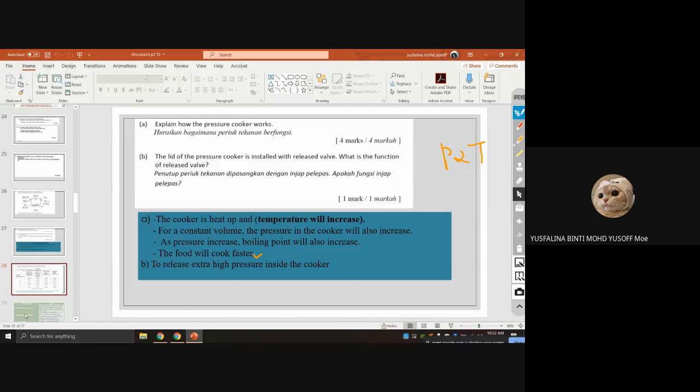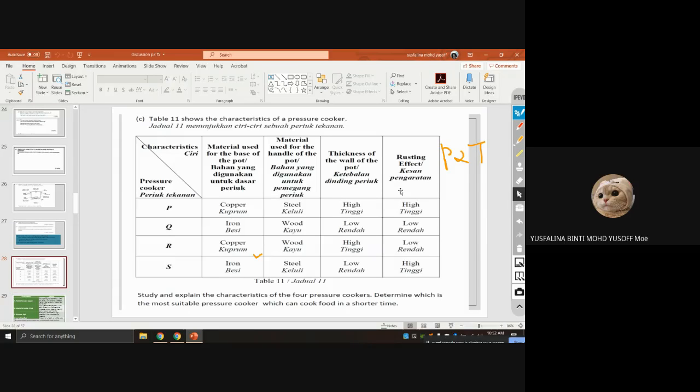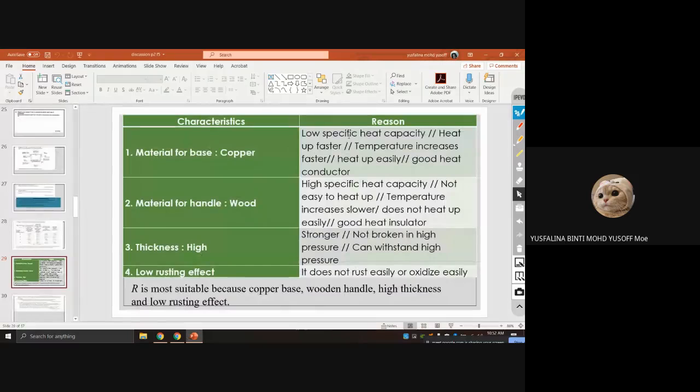Okay, next one. Table 11 shows the characteristics of the pressure cooker: the material for the base, the material used for the handle, the thickness, and also the rusting effect. So this is the choice, and this is the answer. You can choose one from these answers, this reason.